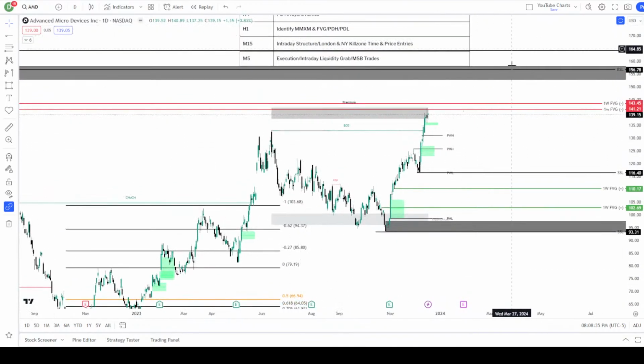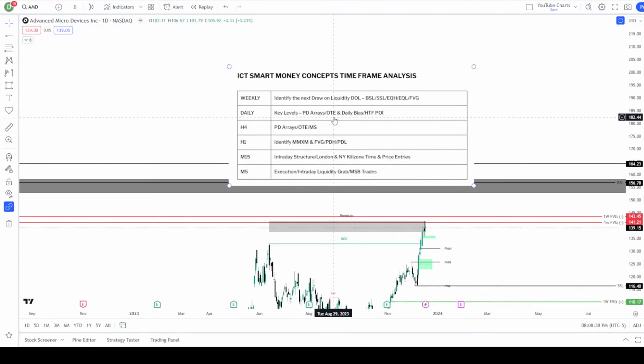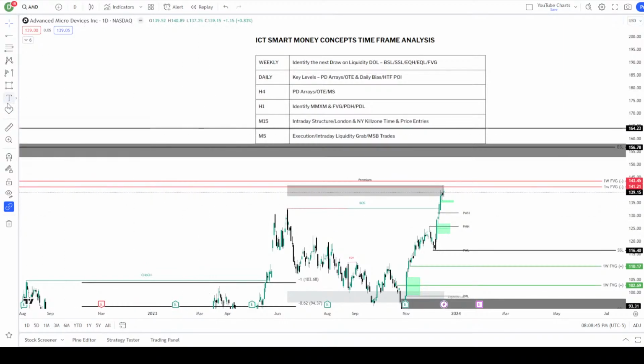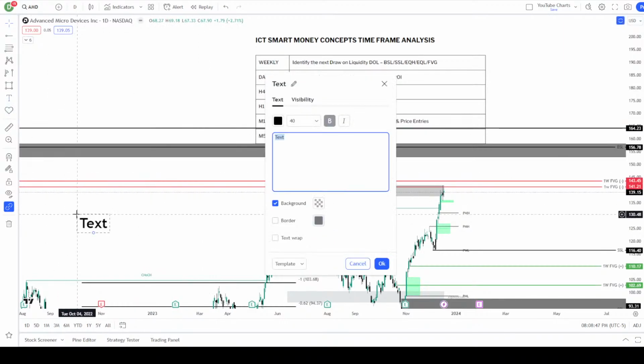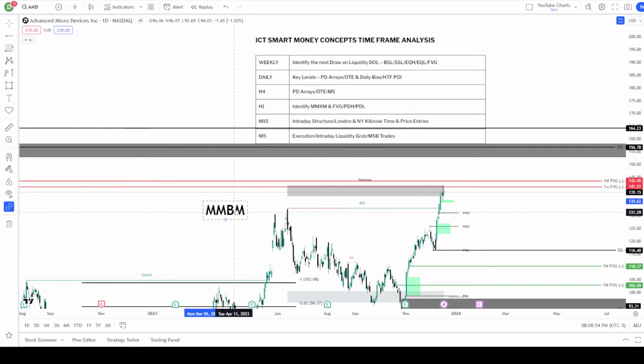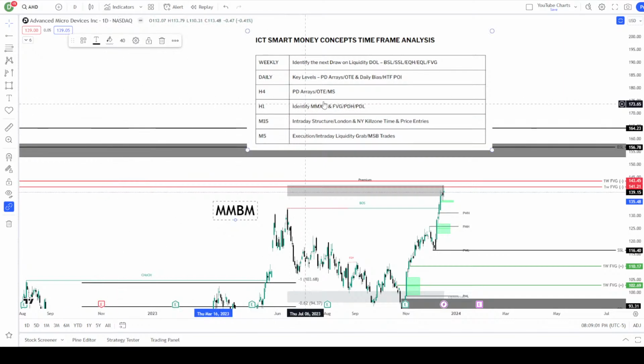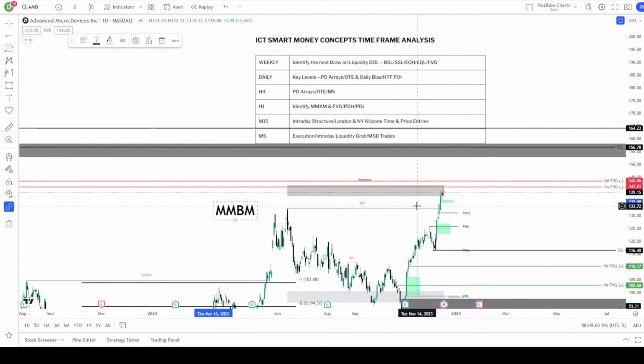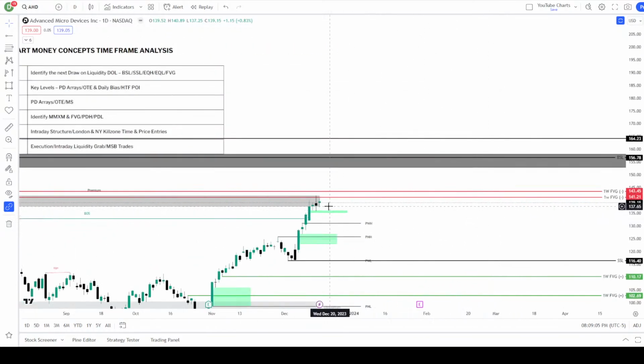So when we look back up here and we're saying our bias, we'll put down here, we'll identify in the 1 hour market maker buy model, but we can put it in now because we've already identified it with the most recent optimal trade entry. So market maker buy model for AMD as well. So again, what does that mean? That means that we're looking for price to come back down next week to give us a good entry so we can continue higher.